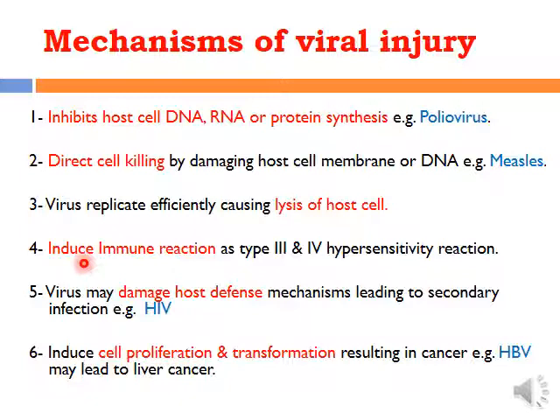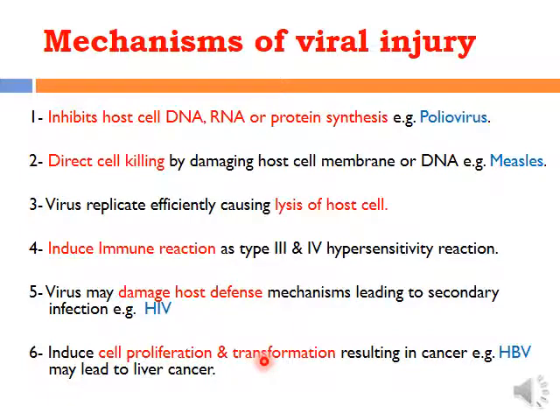causes infection of the liver and expresses viral antigens on the surface of the liver cells, and the immune system will react against them. The fifth mechanism is that the virus damages the host defense mechanisms. The best example is HIV, which infects the CD4 helper lymphocytes and impairs their function, so it impairs the immune reactions of the body. And lastly, the virus will induce cell proliferation and transformation.